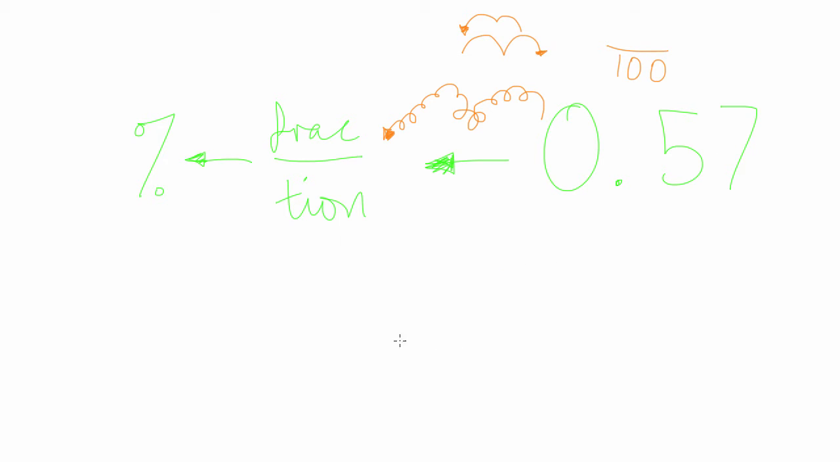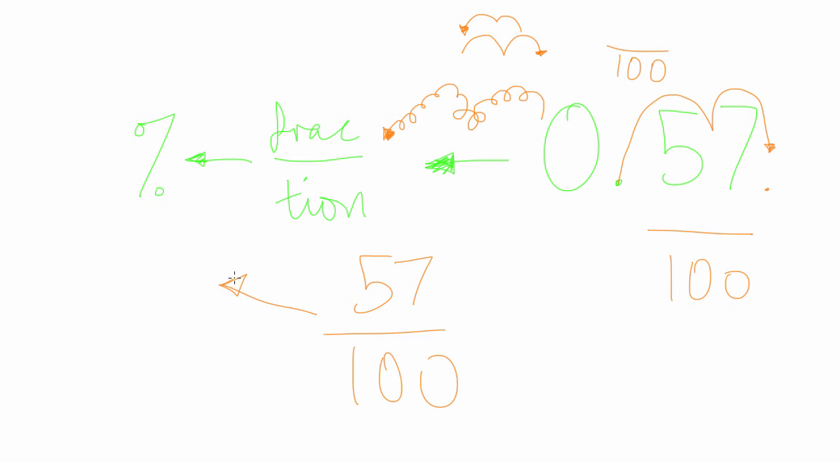0.57 is what as a fraction? 57 over 100. And that is what as a percentage? Per 100 is percent, so 57%. Okay, good. Next one I'm not telling you the answer to, and you are bringing it in to class tomorrow.